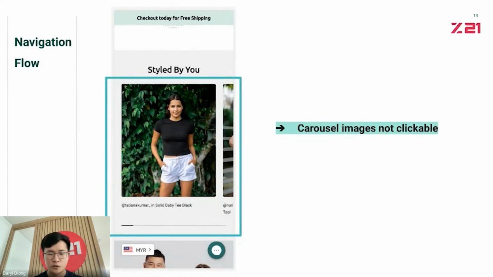Next, this is also on the homepage, styled by you. The carousel images are not clickable. I think this is a wasted opportunity. Simply adding a Shop Now button to what the model is wearing could be very useful. So this is something you can consider.